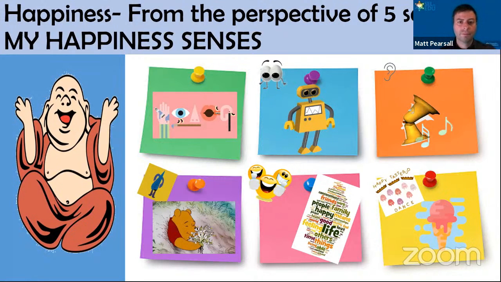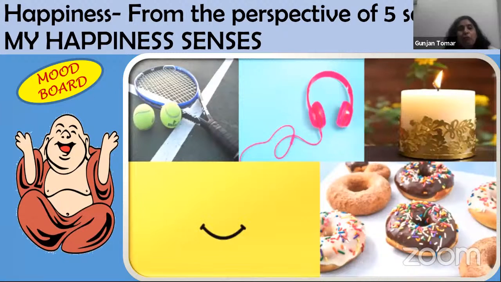So this is what my student had to share. She had shared a mood board. This is what happiness looks like to her. She's a tennis player. It sounds like music, she loves listening to music. It smells like the fragrance of a candle. And a smile is the feeling that she gets when she's happy. And it tastes like donuts, because donuts are something very, very close to her heart.